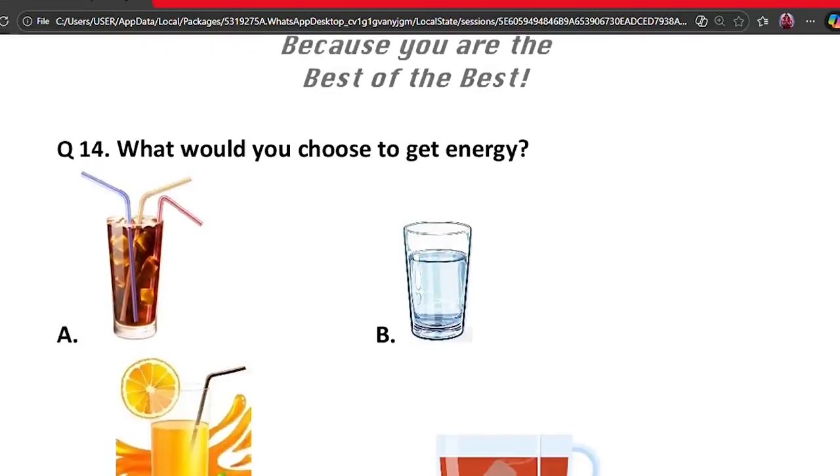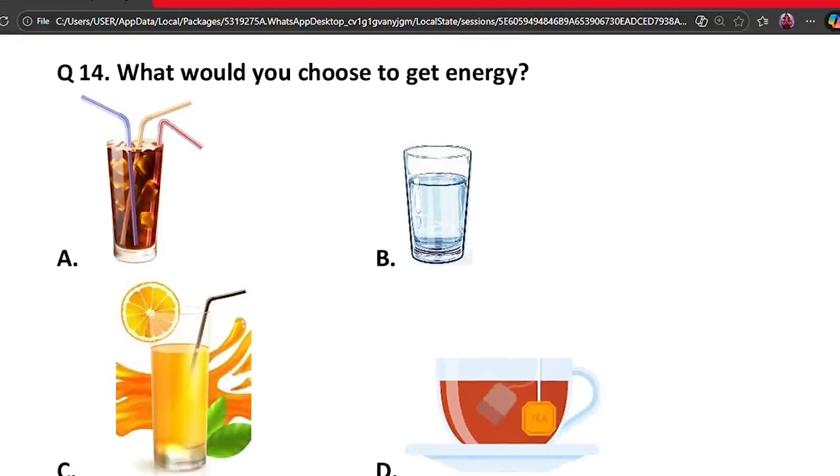Our next question is question number 14. What would you choose to get energy? First is an energy drink, second is water, third is orange juice, and fourth is tea. So the correct answer is option A. Why? Because the drink shown in option A provides energy to the body. It has caffeine. Energy drinks help us work, play, and stay active throughout the day. Therefore option A is the correct option.